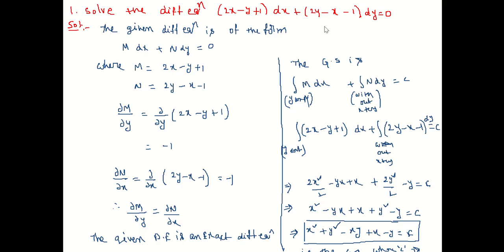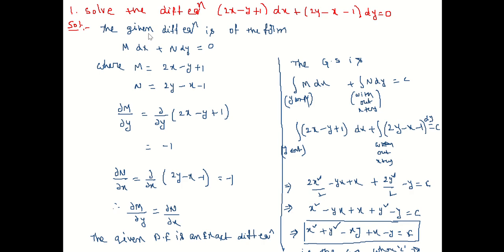Okay, now coming to the problems, solve the differential equation (2x minus y plus 1) dx plus (2y minus x minus 1) dy equals 0. In the examination they don't mention whether this is solved by the exact method, or if it is a linear equation solve this way, or if it is Bernoulli's. They don't mention method names. You have to identify whether this is in exact form, linear form, or Bernoulli's form, and then solve it by using that method.